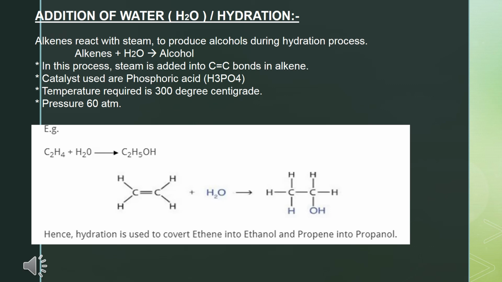So hydration is basically used to convert ethene into ethanol, that is, an alkene into an alcohol, or propene into propanol.